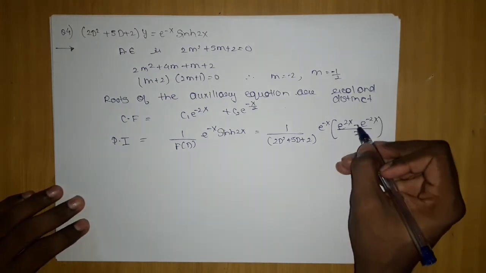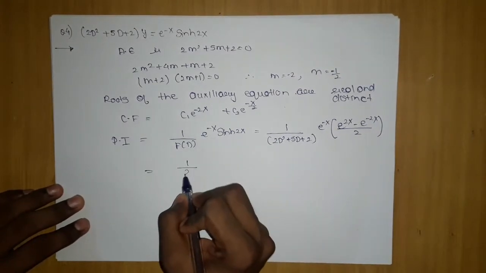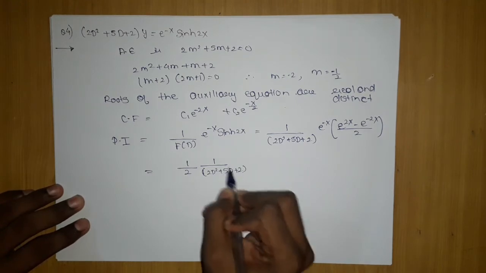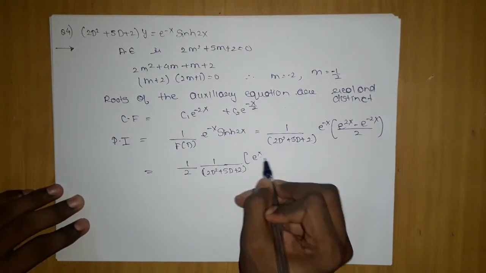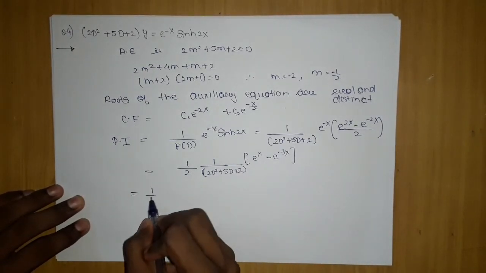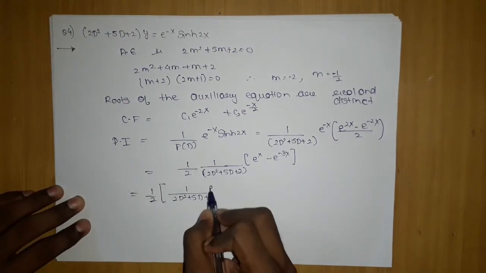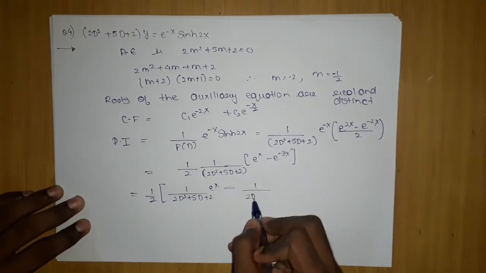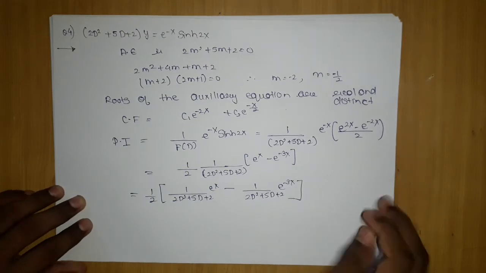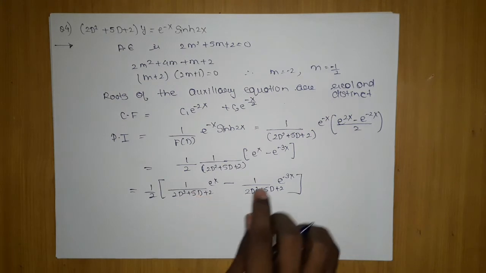In cosh 2x there was plus, and here it is minus. That's the difference. What you have to do is take the 2 outside as we used to do, and keep 2D square plus 5D plus 2 as it is. Here e to the power x will be formed, and here e to the power minus 3x will be formed. Multiply this f of D with each of them, keeping the 2 outside. You will get 1 upon (2D square plus 5D plus 2) into e to the power x. In the second one you will get 1 upon (2D square plus 5D plus 2) into e to the power minus 3x, and bracket close. You are going to substitute here 1, and here minus 3.